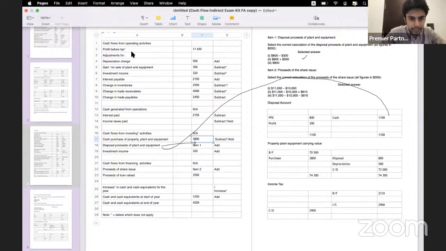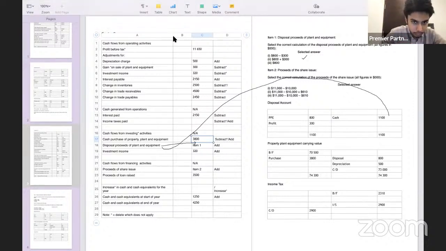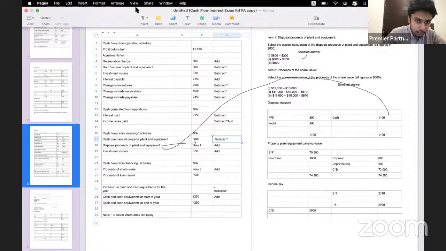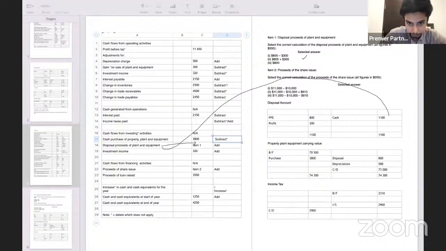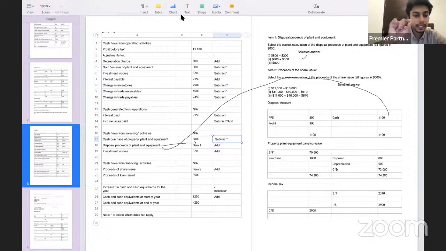Which one? This 800. Okay, wait, I'll come back to that one. So over here, you mark it here. Because it's a purchase, money goes out. So I'll delete the word add. Right, so there's a doubt over here. Let me go through that one more time. Aren't we adding the 800? That 800, you're referring to adding it where?